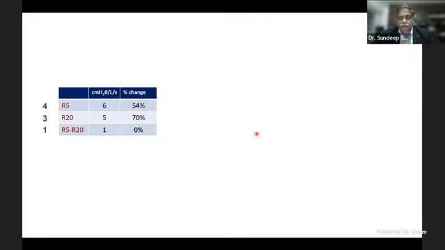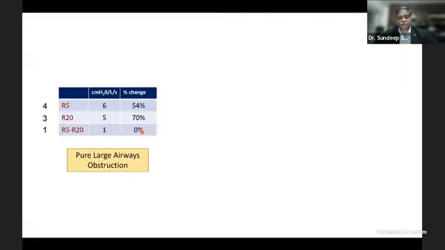Now, just to give you some examples, R5 is 6 centimeters water per liter per second. R20 is 5. R5 minus R20 is 1. For the sake of simplicity, I've just put the cutoff values over here, and I've expressed that as percentage change from the cutoff values. So you can see R5 is increased. R20 is also increased. R5 minus R20 is normal. Is there obstruction? And where is it? The obstruction is purely in the large airways.